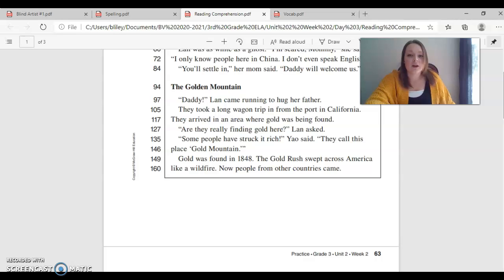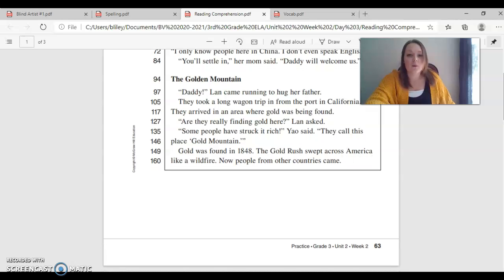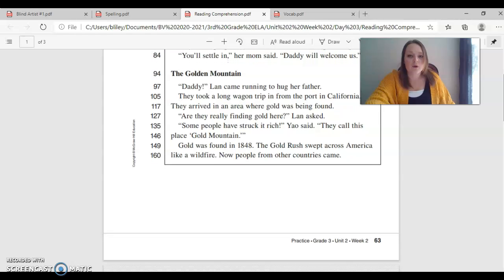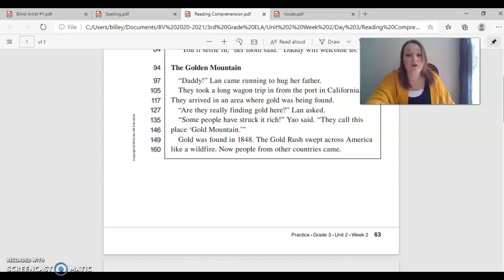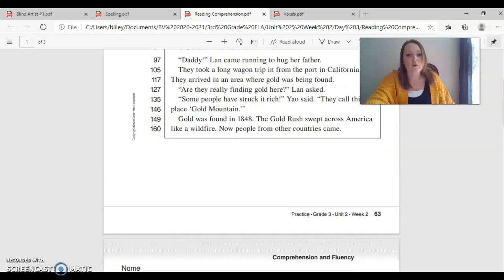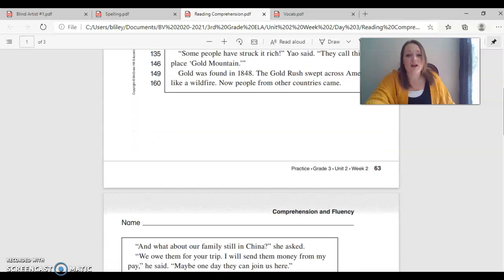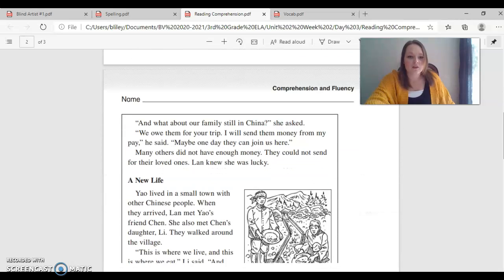"Daddy!" Lan came running to hug her father. They took a long wagon trip in from the port in California. They arrived in an area where gold was being found. "Are they really finding gold here?" Lan asked. "Some people have struck it rich," Yang said. "They call this place Gold Mountain. Gold was found in 1849. The gold rush swept across America like a wildfire. Now people from other countries came."